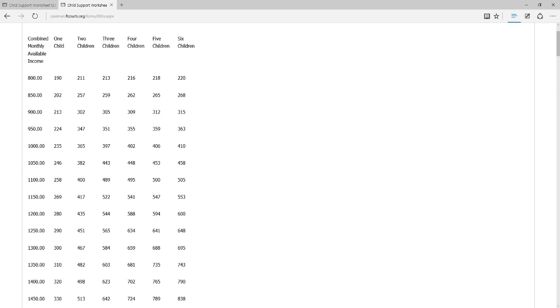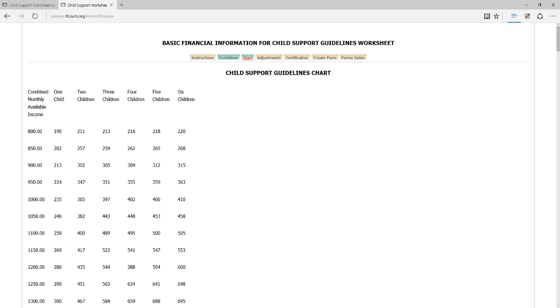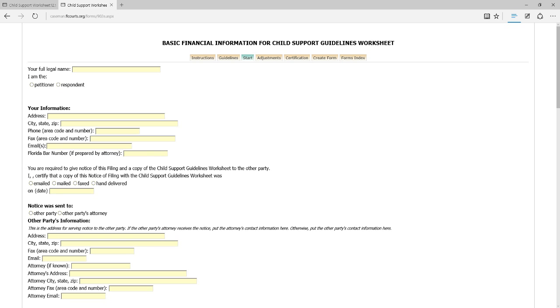So I'm going to scroll back up and go to start. I did complete it when I clicked on the other one and removed my information, but here we're just going to put in the information I previously had. So here you have your name. Whoever's filing this child support is the petitioner. Whoever you're going against would be the respondent. So this would be your name and then the respondent's name. Your information would go here.